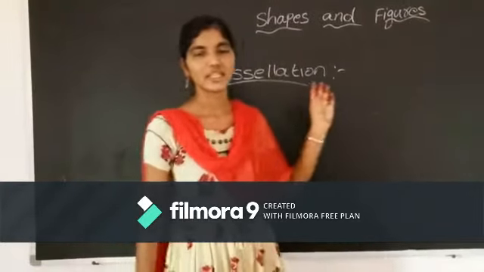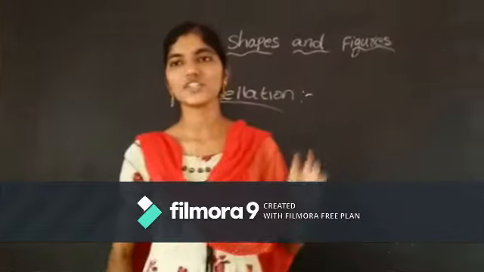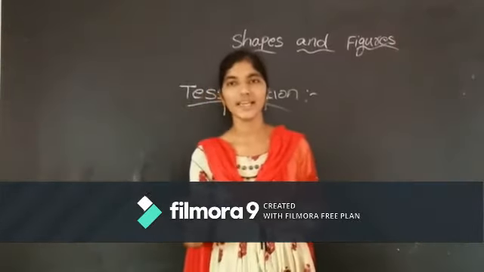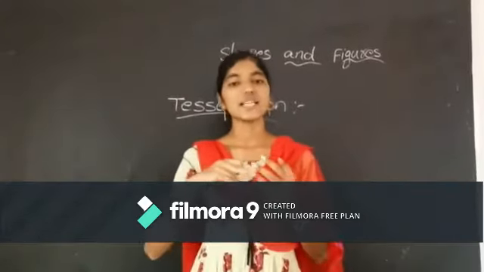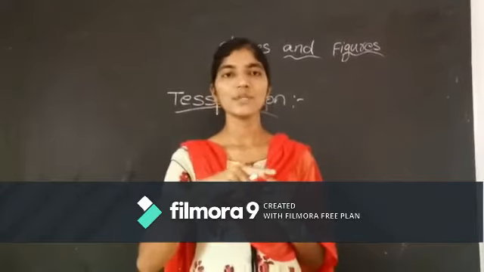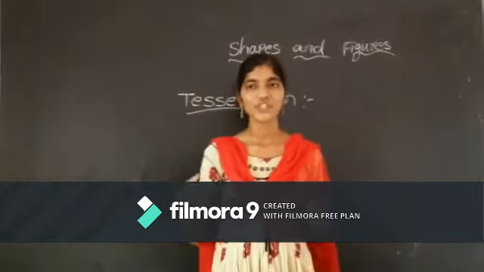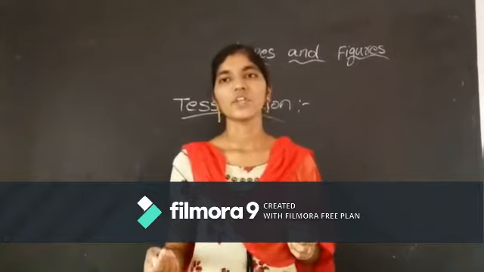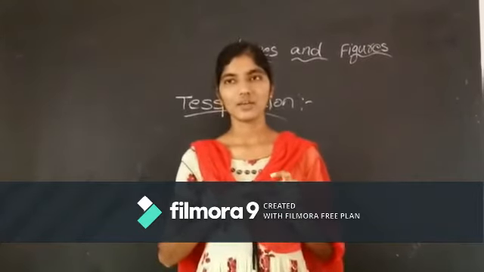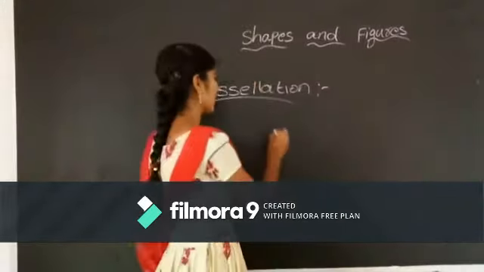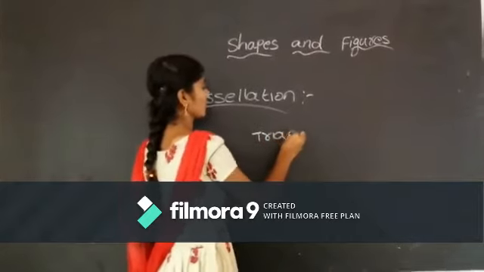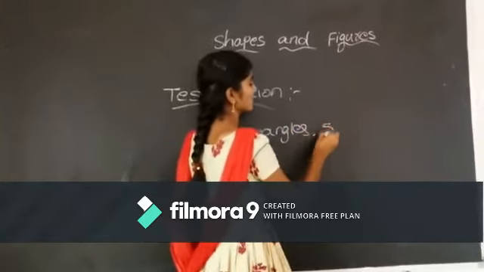Tessellation is created when a shape is repeated over and over again, covering a plane without any gaps or overlaps. Okay? Do you understand? Tessellation is created when a shape is repeated over and over again, covering a plane without any gaps or overlaps. For example, triangles, squares.